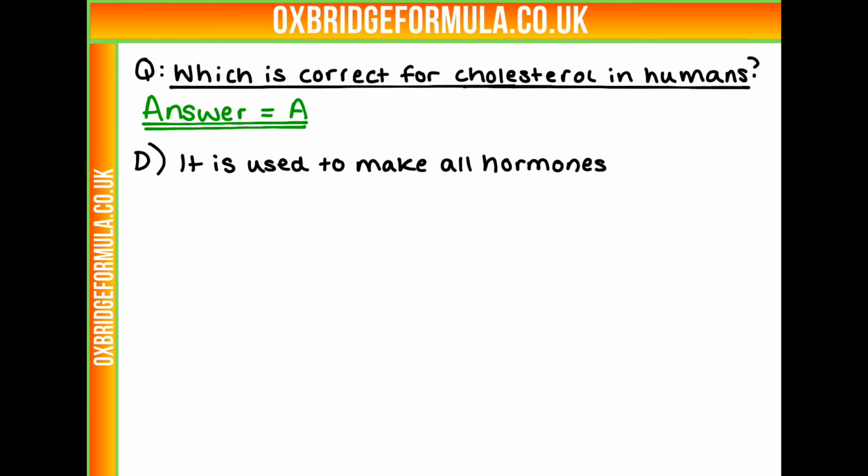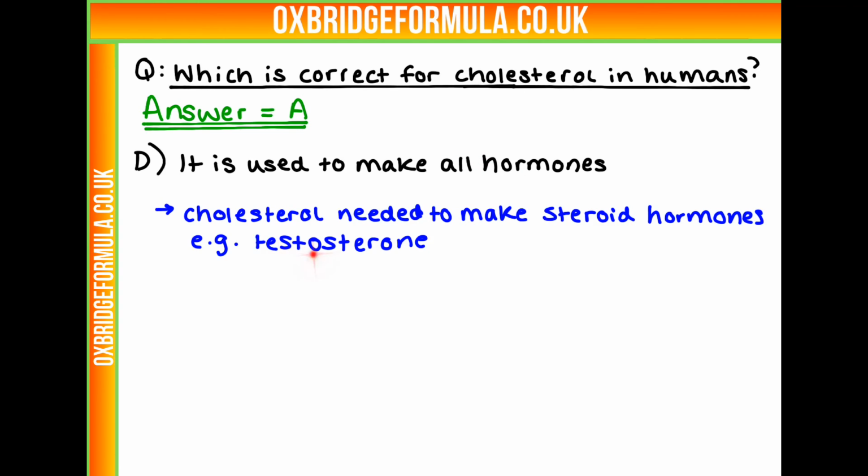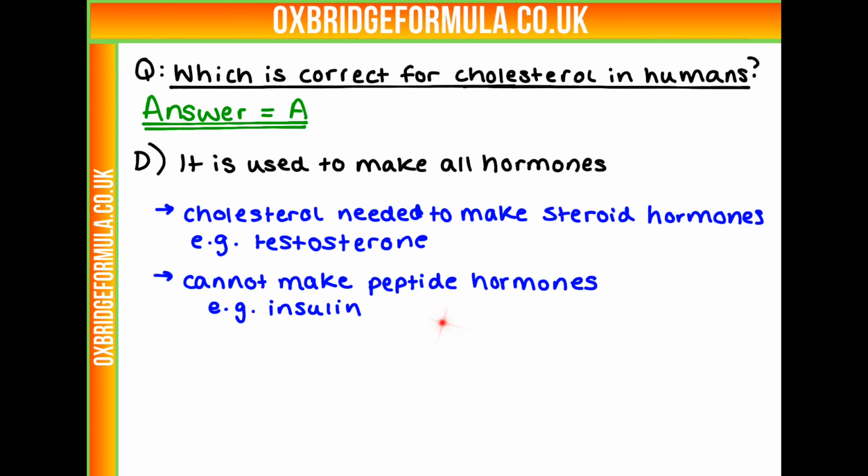D states that cholesterol is used to make all hormones. Now, we've already said that cholesterol is a fatty acid. It's also a type of steroid. It's needed to make steroid hormones like testosterone and things like that. However, there is another type of hormone which it cannot make, and that's the peptide hormones. Cholesterol is not a peptide in any way. It cannot make peptide hormones such as insulin. So this is also incorrect.